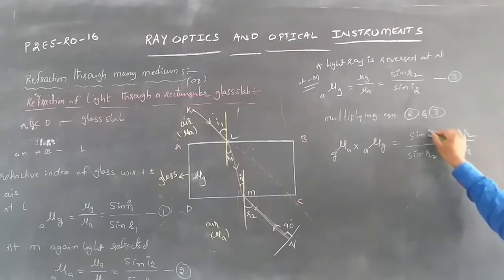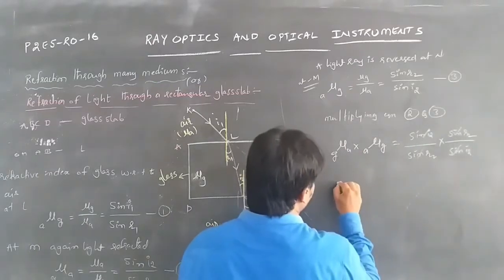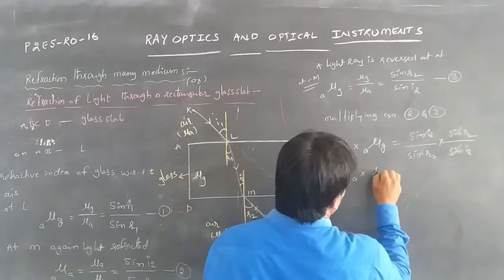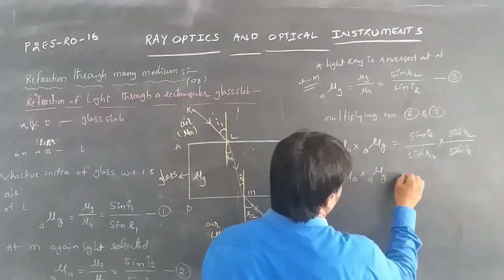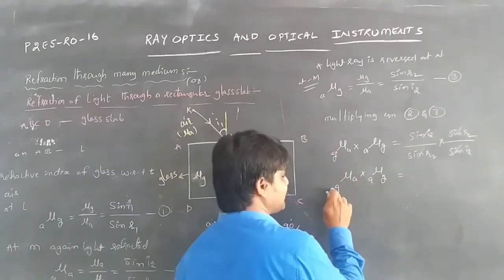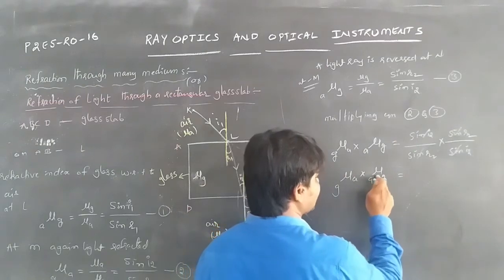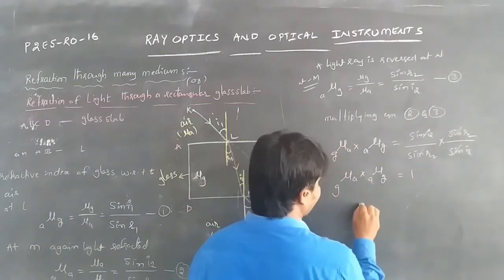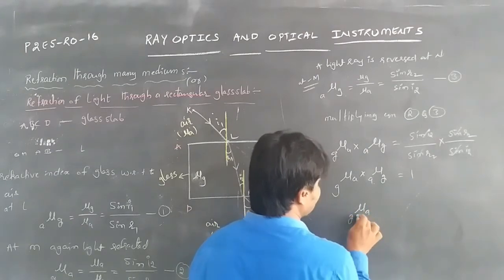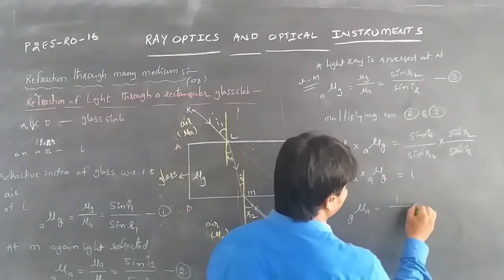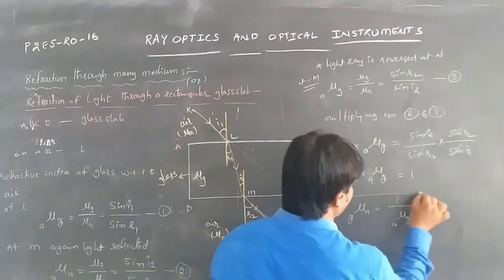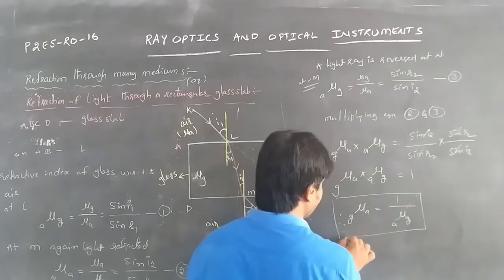By cancelling the same terms, we get the product equal to 1. From that equation, the refractive index of the air with respect to glass, multiplied by the refractive index of the glass with respect to air, is equal to 1. So the refractive index of the air with respect to glass is the reciprocal of the refractive index of the glass with respect to air.